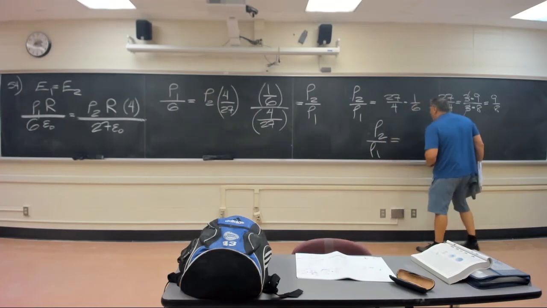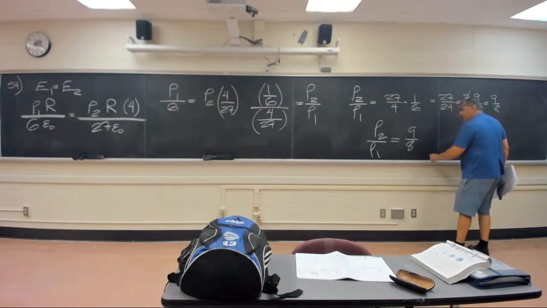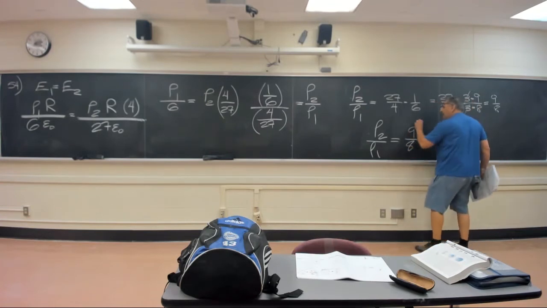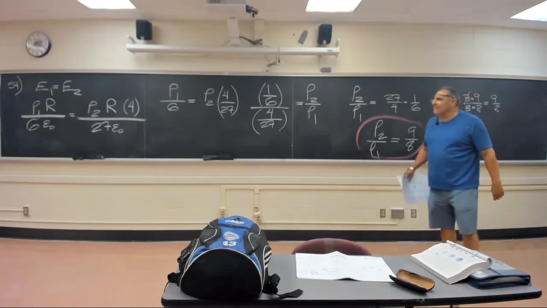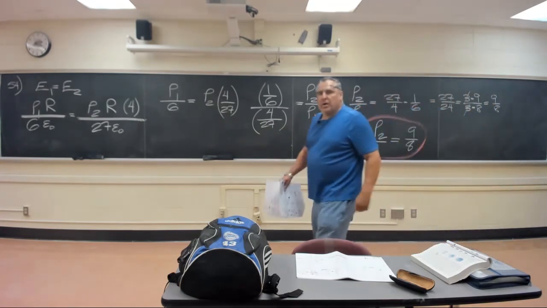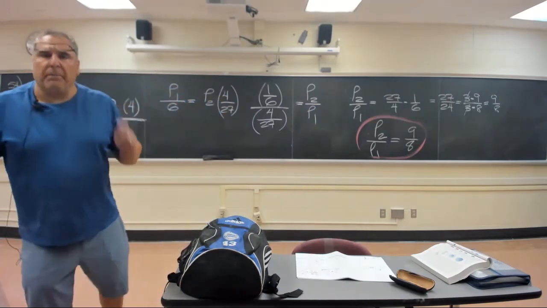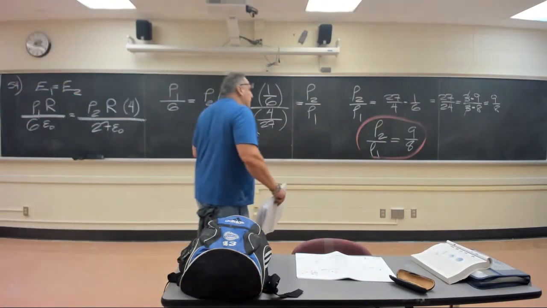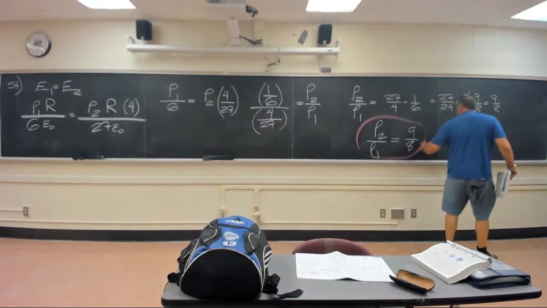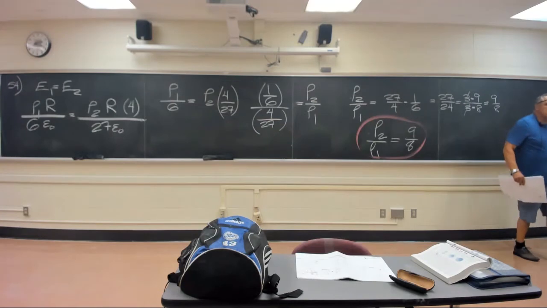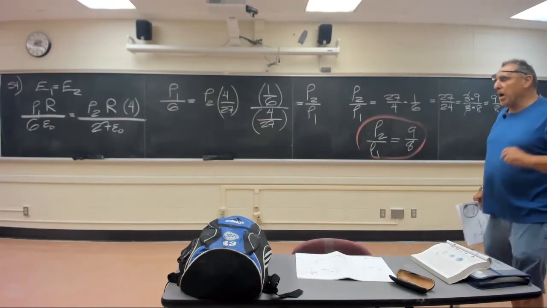Row 2 over row 1 is 9/8. That's the ratio of the two densities. Sphere 2 is 9/8 times more dense in terms of charge compared to sphere 1. 9/8 times more charge is what sphere 2 has compared to sphere 1.